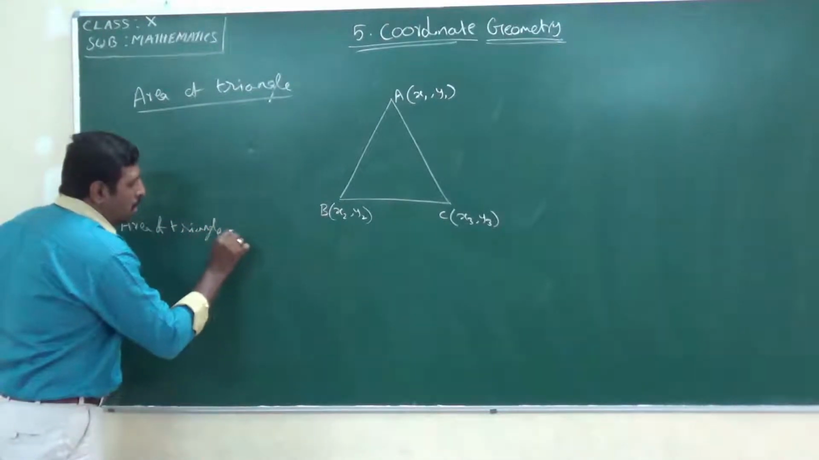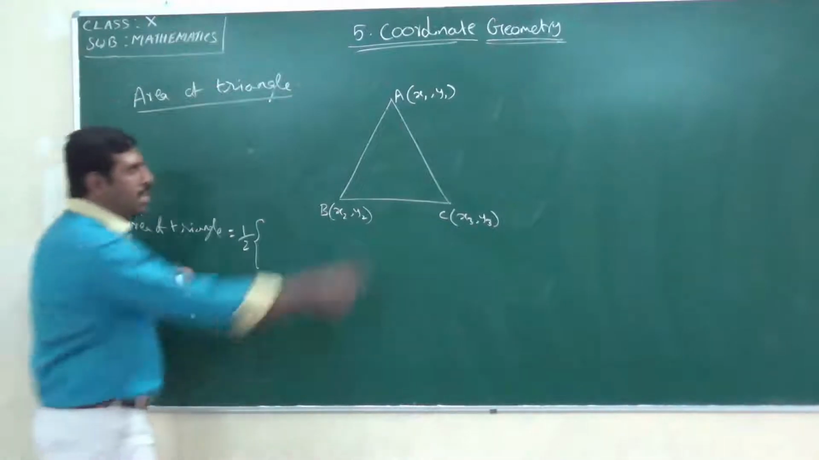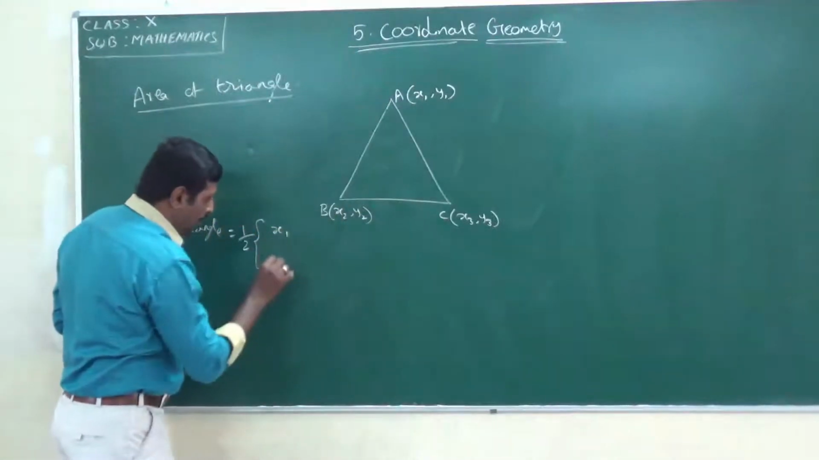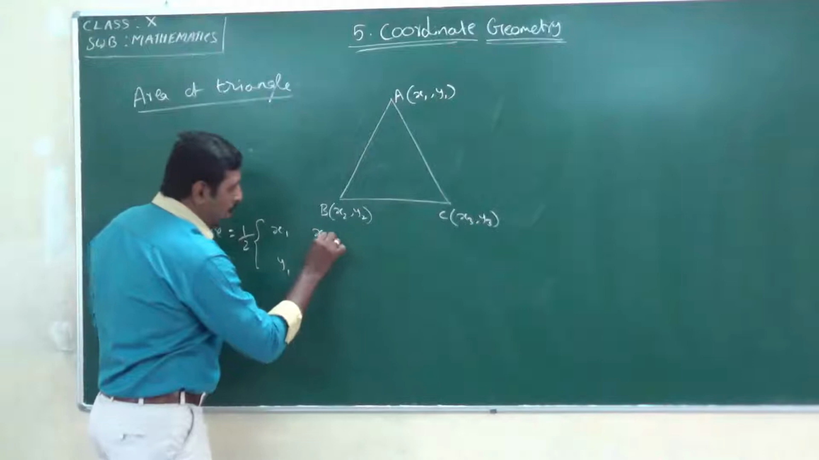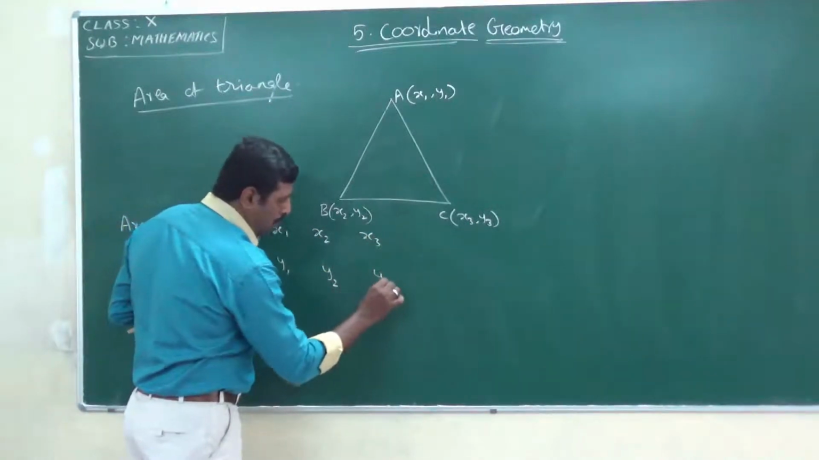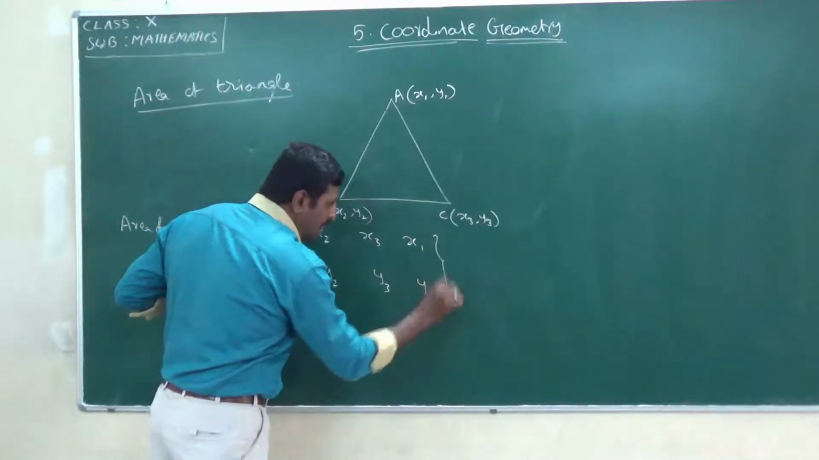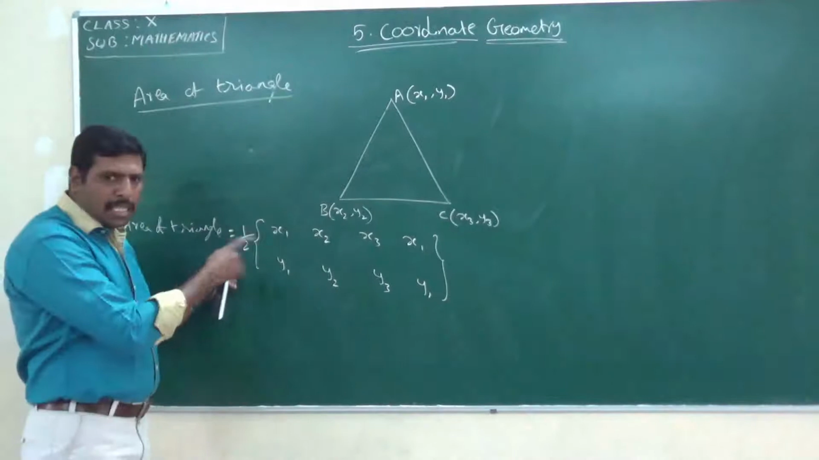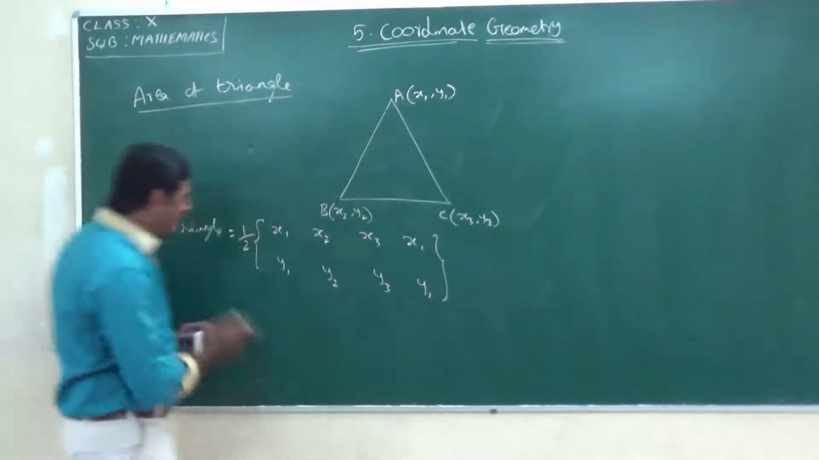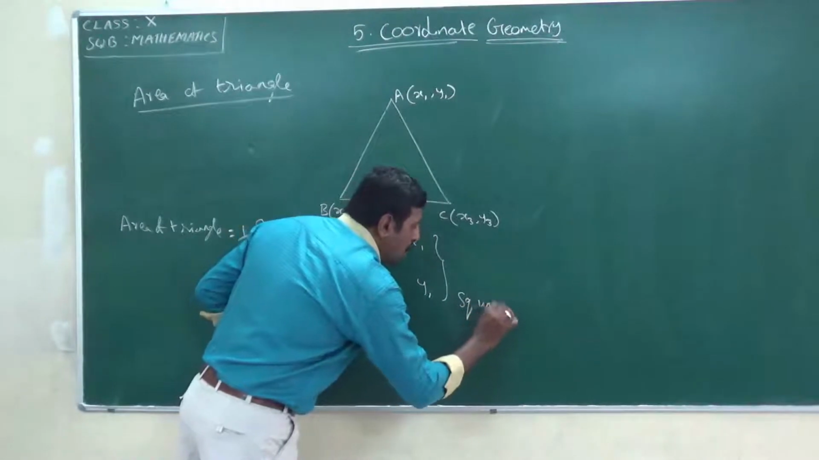Area of triangle is equal to half into, let me take it as, this is the point x1, y1, and then x2, y2, and then x3, y3. Again we take it as x1, y1. This is the easiest way to find the area of the triangle. When we are finding the area, we have to use the units as square units.